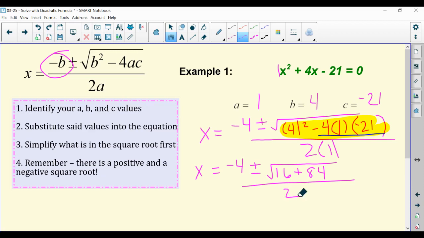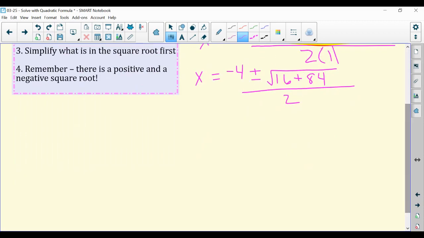All right, so now it's looking a little smaller. I still need to simplify what's underneath the radical, and that's just adding, right? So 16 plus 84, I add those up, and I get 100. So I'm going to write this as x equals negative 4 plus or minus the square root of 100. And we know what the square root of 100 is. It is just 10. Right?